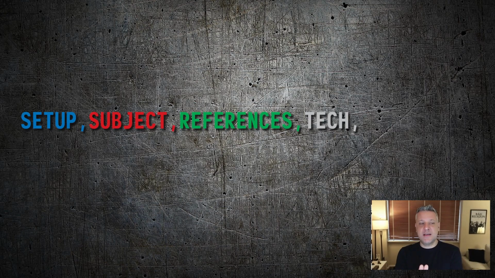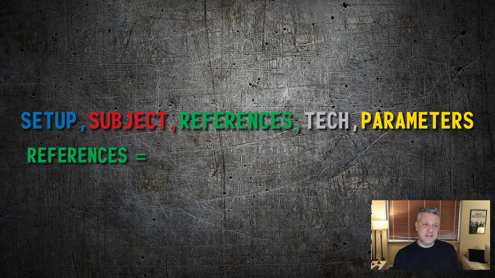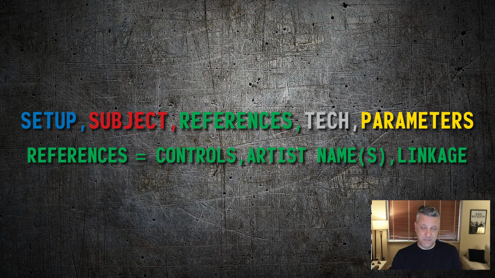So, to jump straight to the action, I'm going to first teach you guys how to refer properly. For doing that, the prompt that we're going to be working with will be like this: setup, subject, reference, tag, and parameters. So that's a very basic prompt. And after that, we're going to get this reference that we have here in the middle, okay? And we're going to be adding controls, artist name, and the linkage here. So I will explain how to add that to the prompt without having any big issues. But let's start with the basic prompt first, okay? Let's start with the prompt here.